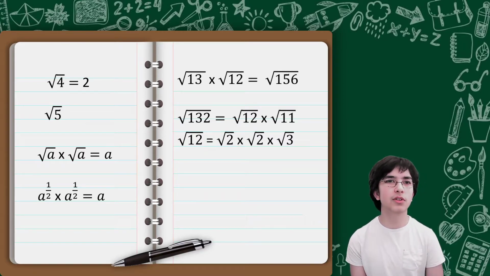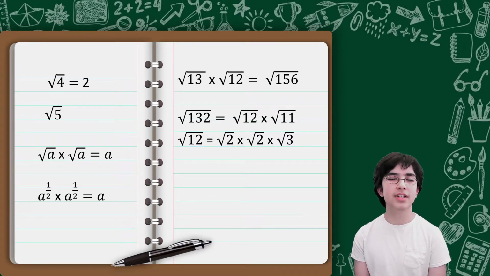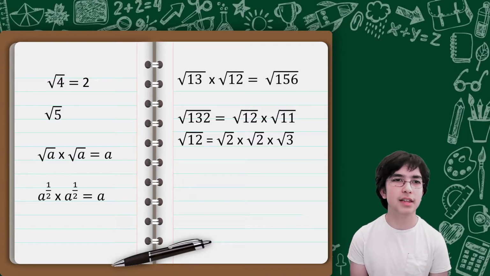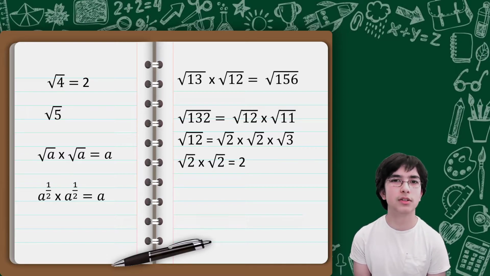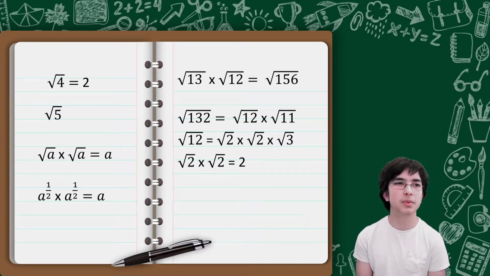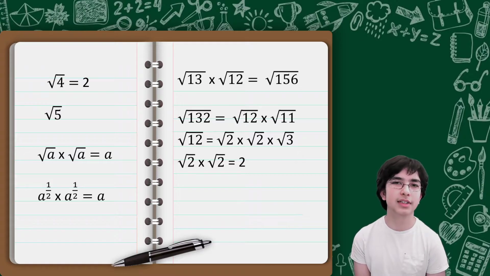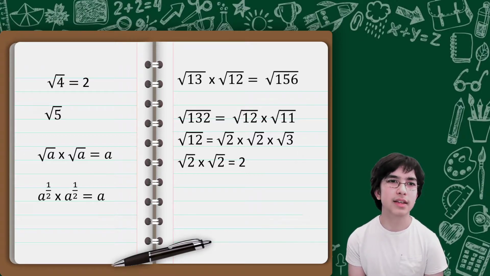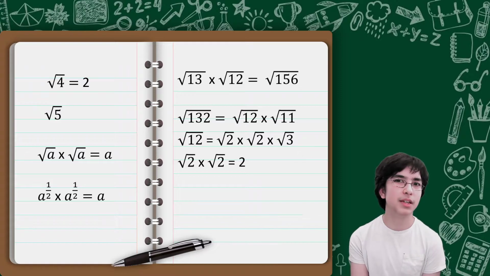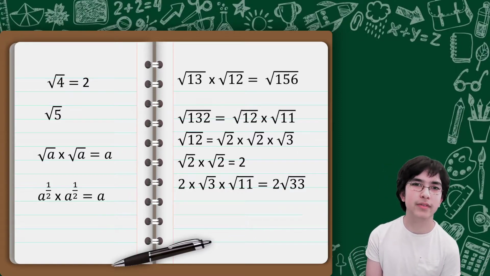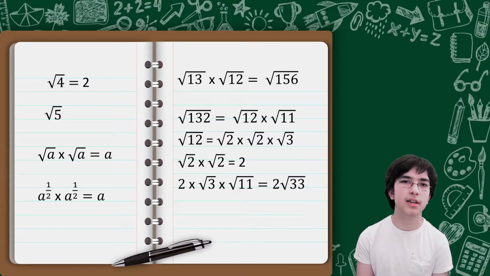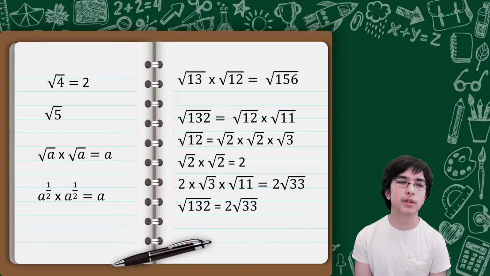And there are two square roots of 2 multiplied together, which gives you 2. If you multiply two surds which are the same, then you'll get the whole number. And then we simply remultiply if we think we have all of the surd pairs. So we get 2 times the square root of 3 times the square root of 11, which is 2 root 33. So root 132 can be simplified to 2 root 33.